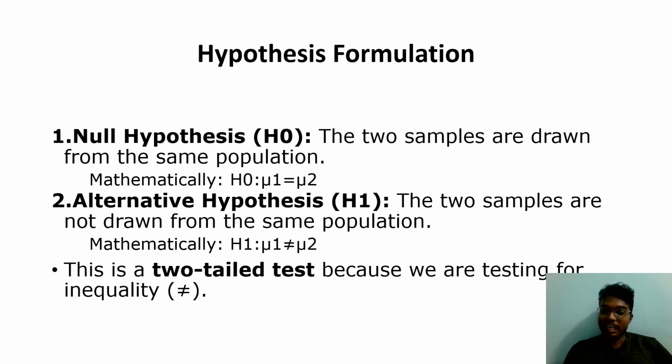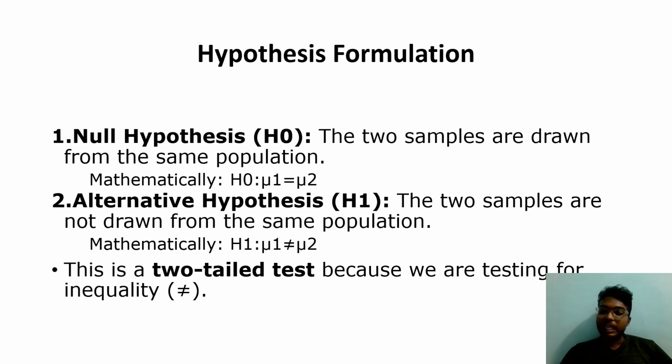H naught, that is the null hypothesis. What H naught indicates is that the two samples are drawn from the same population. So mathematically, H naught is mu1 equals mu2. Then we can say that it is the null hypothesis. And what if mu1 not equals mu2? Then we can say that they are not belonging to the same population, and ultimately we call that the alternate hypothesis, that is H1.